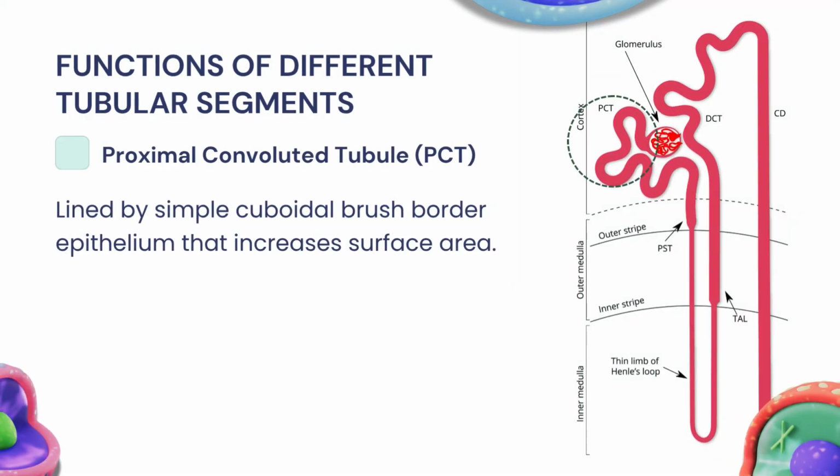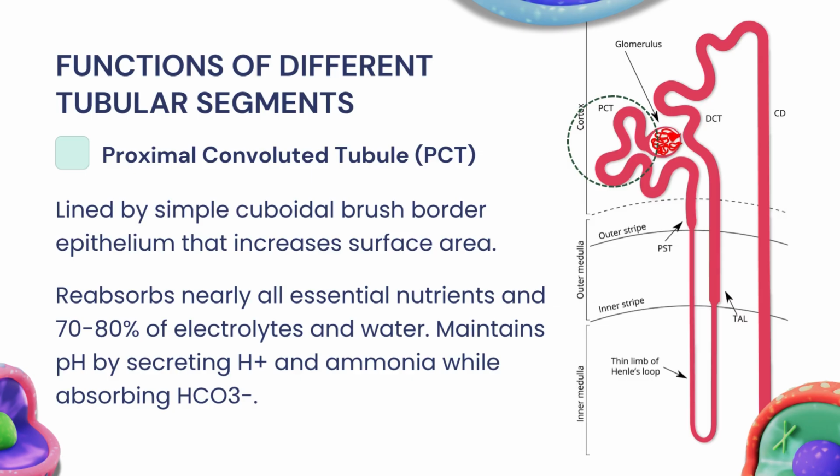The proximal convoluted tubule, PCT, is lined by simple cuboidal brush border epithelium that increases surface area. It reabsorbs nearly all essential nutrients and 70 to 80% of electrolytes and water. It maintains pH by secreting H ions and ammonia while absorbing bicarbonate ions.